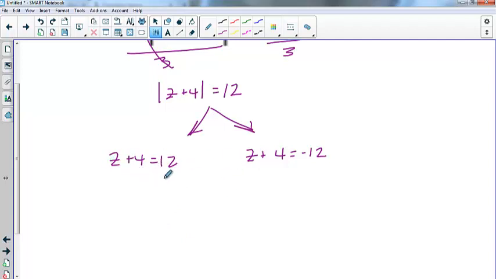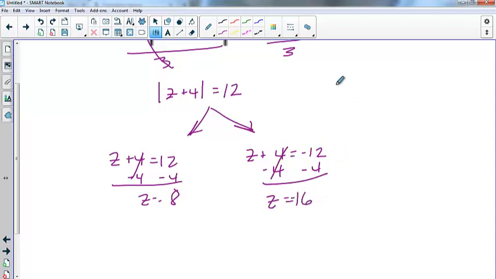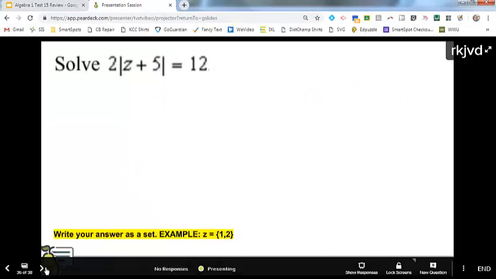Okay, so how do I get it by itself here? Subtract 4. So I have z is equal to 8 over here. Subtract 4 gives me negative 16. So whenever I have this solution, I can say z is equal to, and I'm going to write it as a set, negative 16, 8, with the squigglies. That's how you say it. It's a set of solutions. With me on that? All right, now, as the pattern goes, do it on your own.